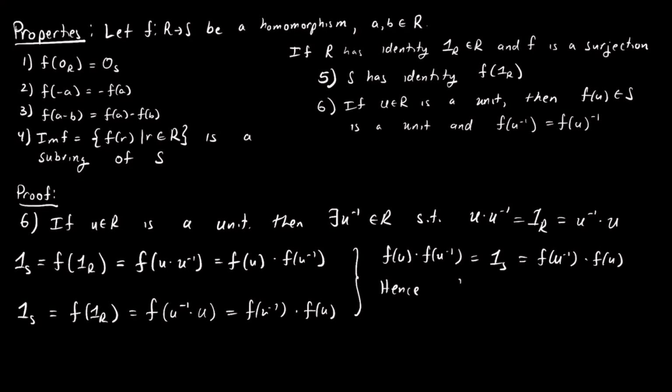Hence, I've shown that f of u is a unit. F of u times some element of S is equal to 1, is a unit. And namely, what element am I multiplying against f of u? It's f of u inverse. That's what gets me to 1. And moreover, the inverse of f of u is f of u inverse. Okay, so that proves property 6, and that gives us all the properties that we need for now.